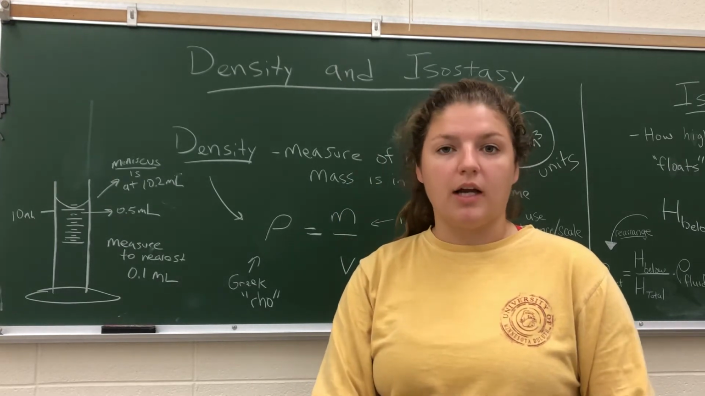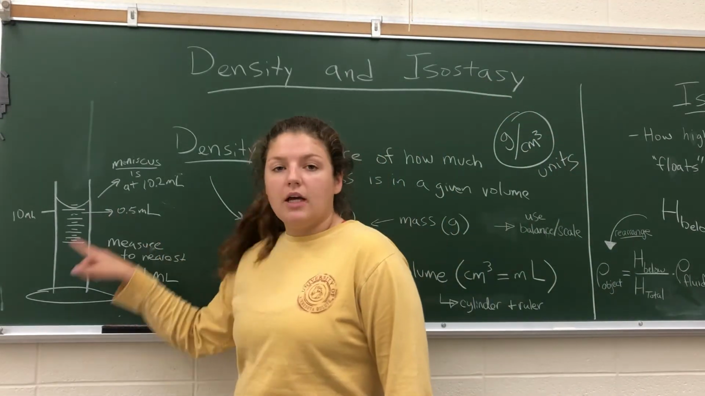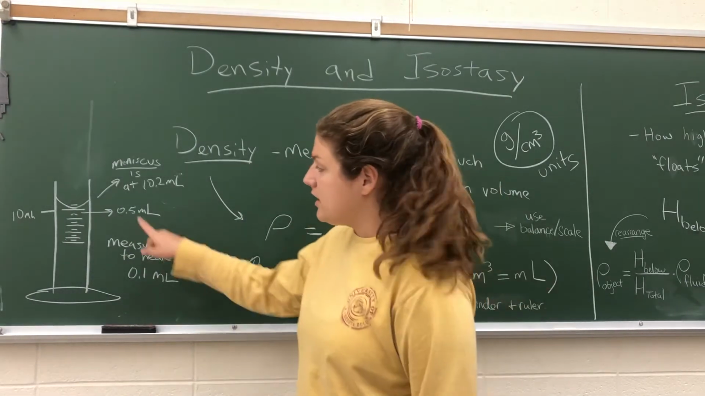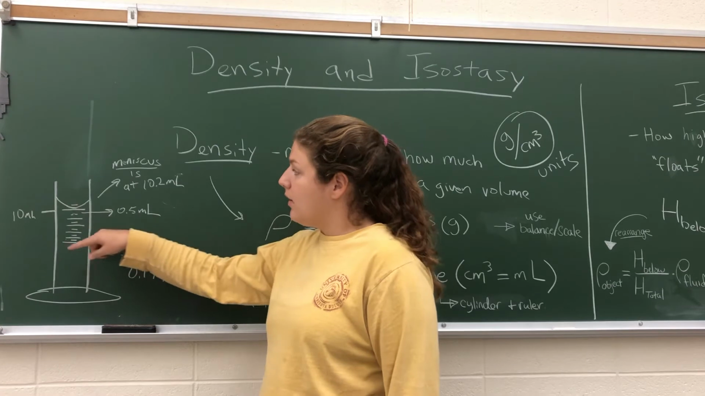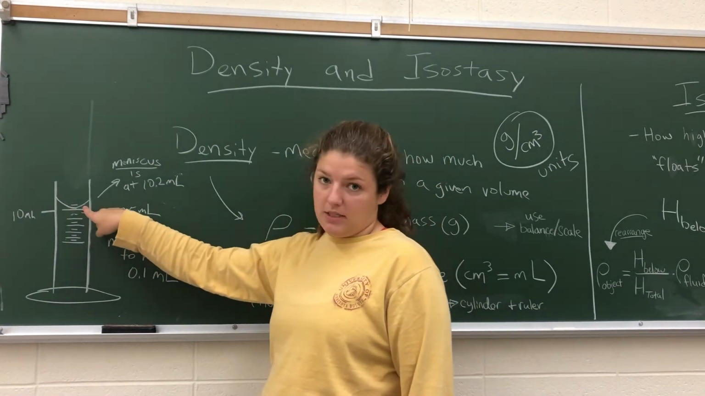But when I'm measuring, it's important to take notice of the meniscus. When you look closely at the water, you're going to get down to eye level and look. You're going to see that the water comes up on the sides. This is called the meniscus. What we want to do is measure the center of the meniscus.